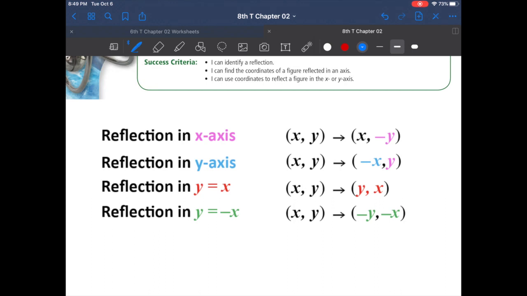If you want to do the colors as well, pink, blue, red, and green, this might help you visually see this in your head. Okay? All right, let's move on to the next.